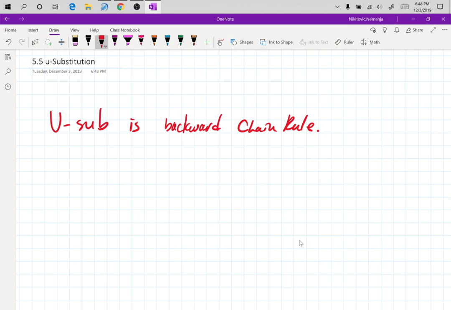Therefore, it should be natural that the opposite integration technique, the one that undoes the chain rule, is the one that is most used in integrals. And you will see this one in all of your calculus courses, including your differential equations course and beyond, whenever calculus integration is used. Now, what is happening here?